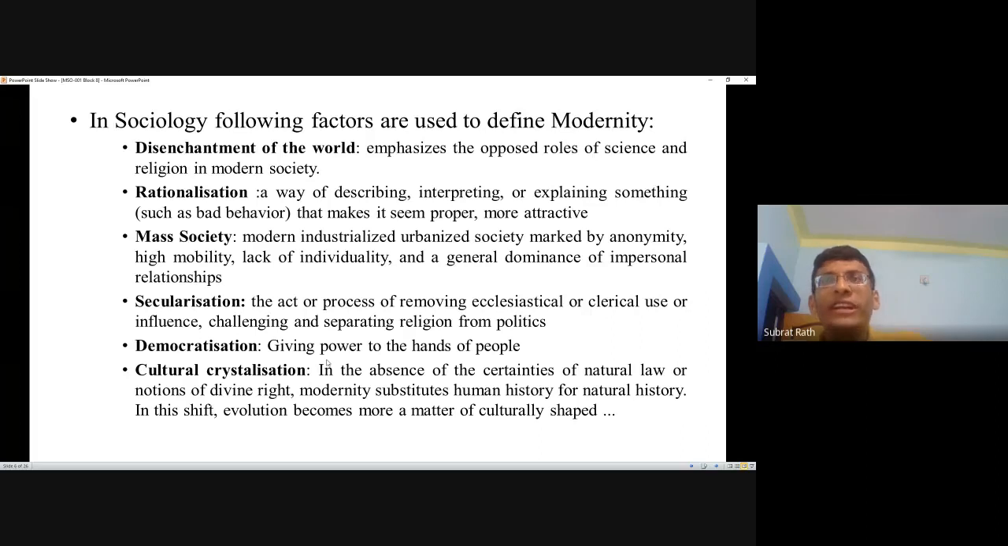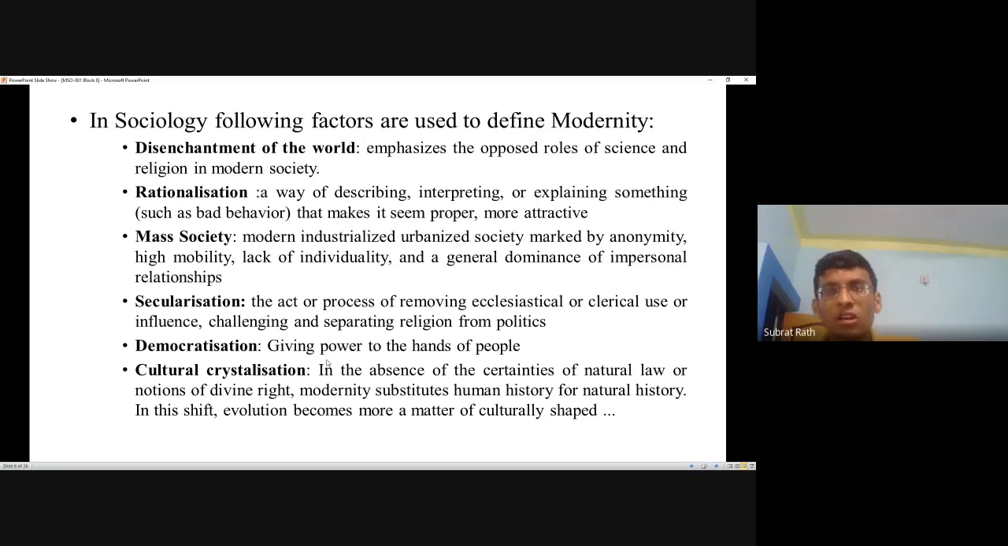Then comes democratization. That means people are the power holder. They choose their own government. They frame their own way of life. They think we the people. They think we have the authority. They think it's by the people, for the people.